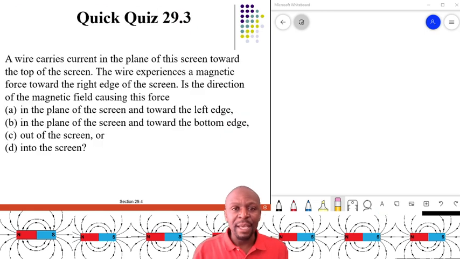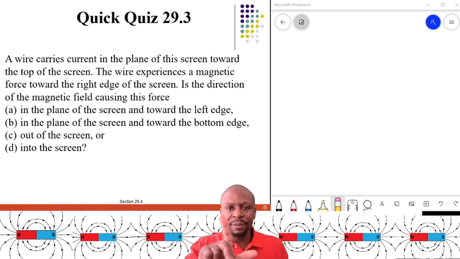With that, I think we are ready to do the following quick quiz. A wire carries a current in the plane of this screen towards the top. The wire experiences a magnetic force towards the right edge of the screen. What is the direction of the magnetic field causing this?